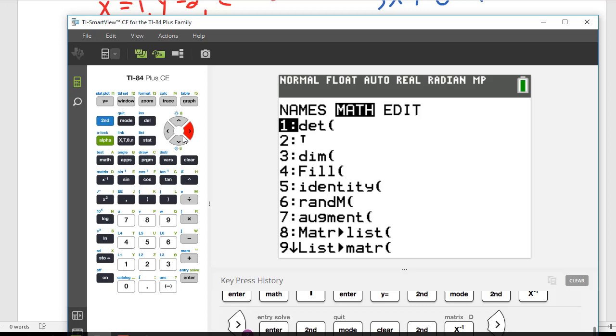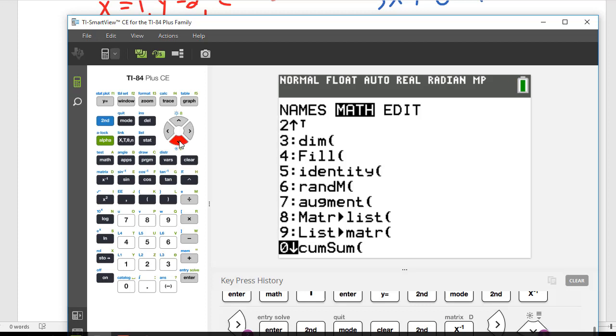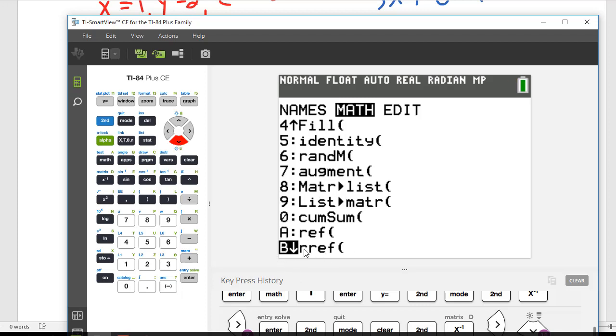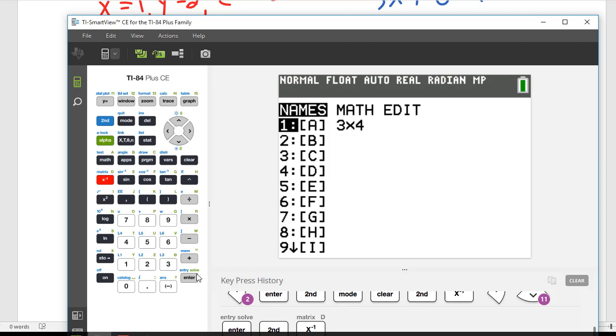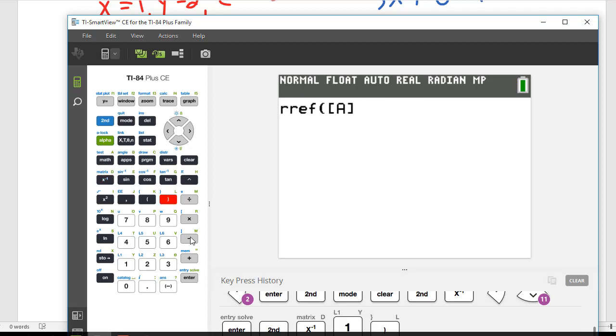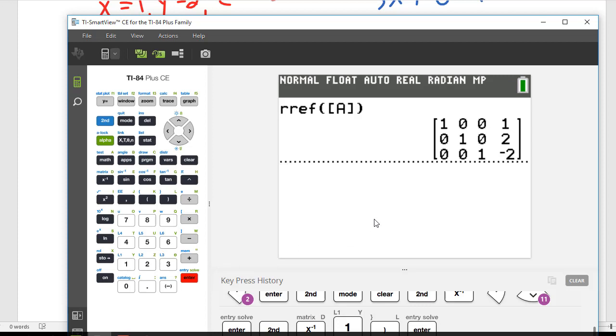And then what I'm going to do is go back to matrix, second inverse. I'm going to go over to math, and instead of doing the row echelon form, which was letter A, I'm going to do reduced row echelon form, which is letter B. So I'm going to choose letter B, and I'm going to do reduced row echelon form of matrix A. So we're going to go second inverse back to the matrix. Under the names menu, I'm going to call out matrix A, and I'm going to say put this in reduced row echelon form, and there's our simplified form. So we have z equals -2, we have y equals 2, and x equals 1, which is what we found from the row echelon form.